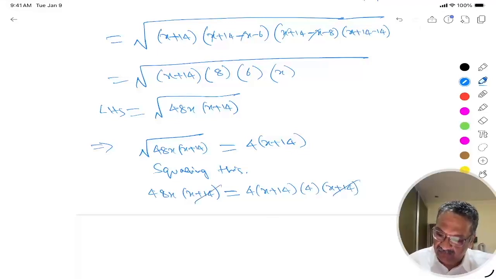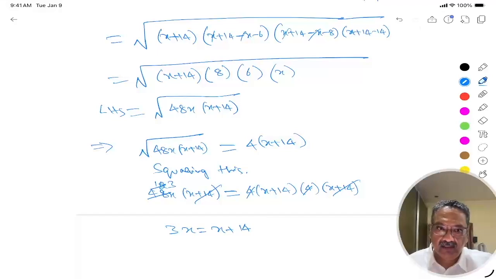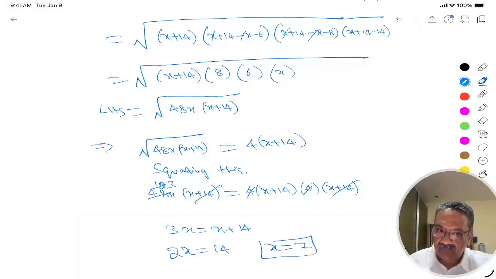x plus 14 and x plus 14 cancel. 4 1s are 4, 4 3s are 12. So I have 3x is equal to x plus 14. So value of x becomes, 2x is equal to 14, x is equal to 7.